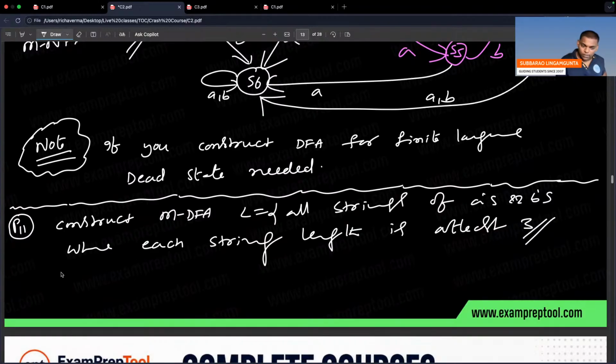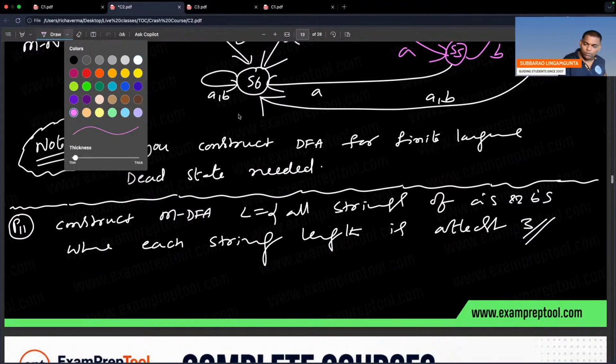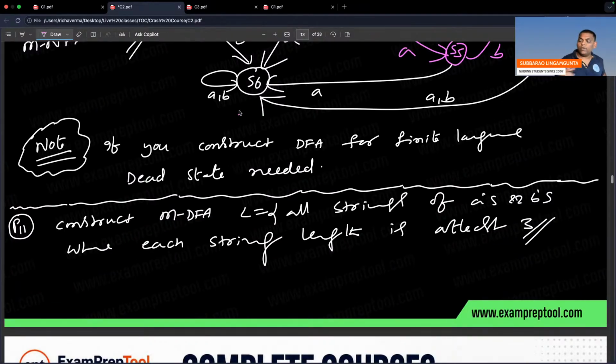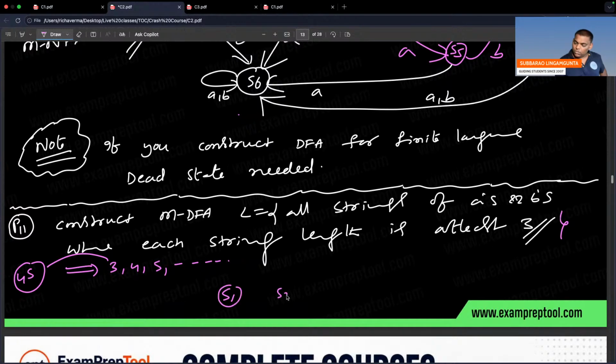Before going to solve this problem, all strings of A's and B's where each string length is at least 3. Minimum 3. Write the language first. Minimum 3 means 3, 4, 5, and so on. If the minimum string is 3 length, then 3 plus 1, 4 states. Start, S1, S2, S3, S4.